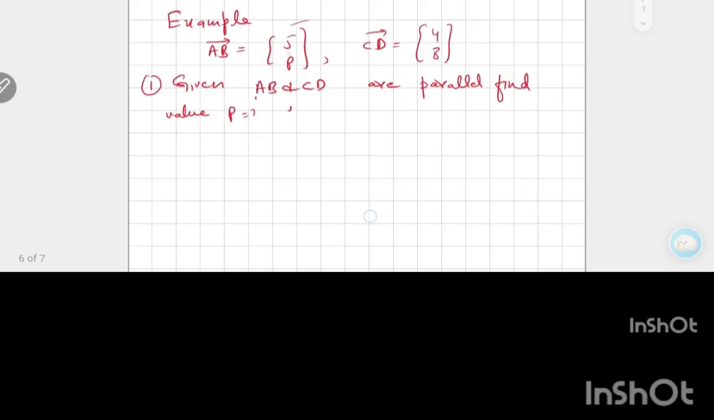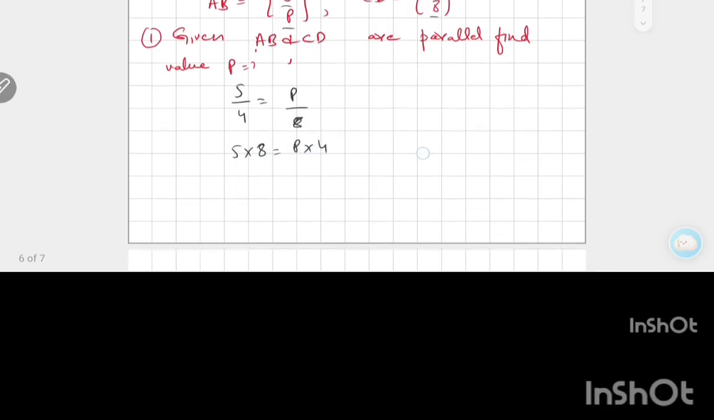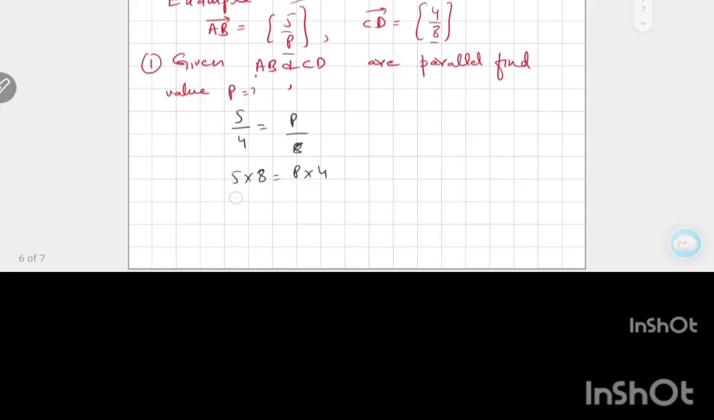How do we solve this one? First of all, this is our 5 and this will be 4, and this will be P and this will be 8. So we cross multiply first of all: 5 multiplied by 8 and P multiplied by 4. 5 multiplied by 8 will be 40, and 4 will be divided. On the other side the P will be 25 by 2. We got this answer. Also we can write it as 12.5.